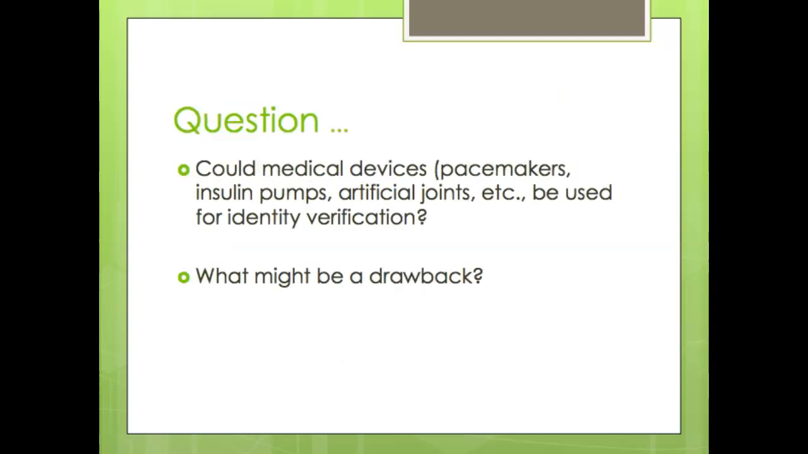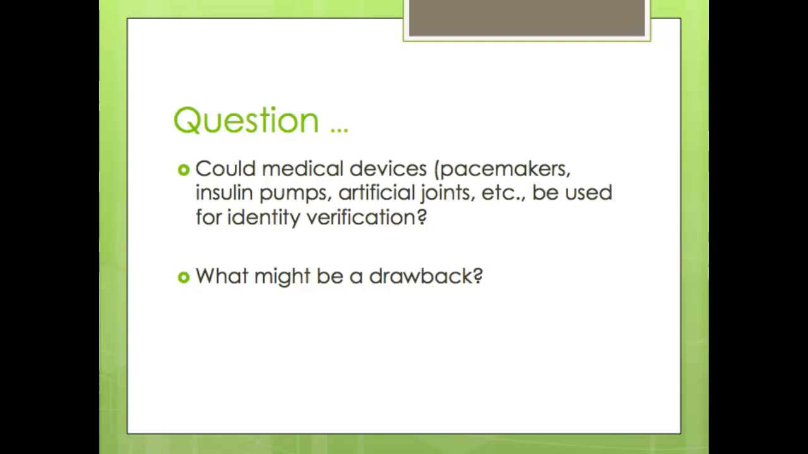But it does beg the question, could anything that's in your body today be used for identity verification? And the answer is absolutely. Artificial joints have a serial number. Pacemakers have a serial number that can be, in many cases, read. Insulin pumps and pacemakers, you control them from the outside, right? They're almost a radio type device. So you can definitely identify who they're in, because if you couldn't, you couldn't control that device. Now, what might be the drawback of that? Well, you could be identified just about anywhere, right?